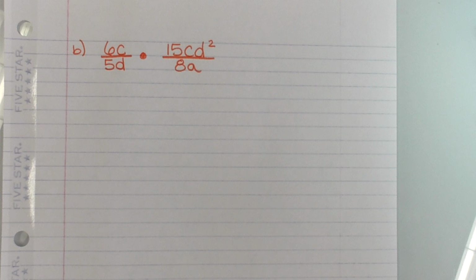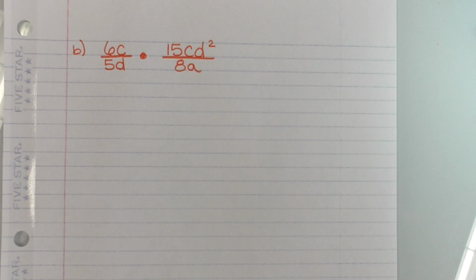C over 5d times 15cd squared over 8a. It's just fractions, which means you multiply straight across. When you do this, I would, though, keep an eye on if there's addition or subtraction for a couple reasons. First off, if there is adding and subtracting and you're truly multiplying straight across, you're going to have to do some distribution. But if there's addition or subtraction, there's going to be something that we do before we multiply straight across. It's going to make our lives easier.